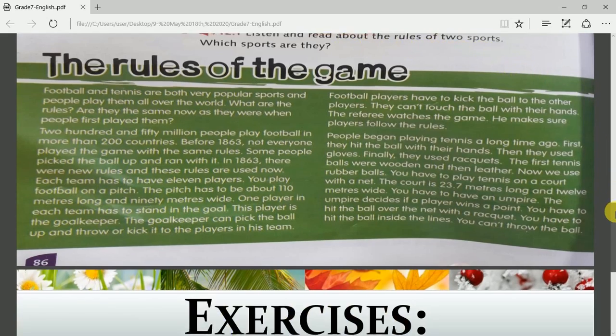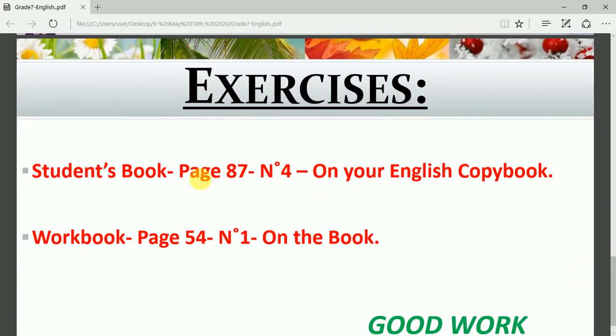When you finish, I want you to, on your student's book, page 87, number 4, answer the questions about the text on your English copybook. When you finish, I want you to do on the workbook, page 54, number 1, exercise number 1. You can do this exercise on the book, of course with a pencil.